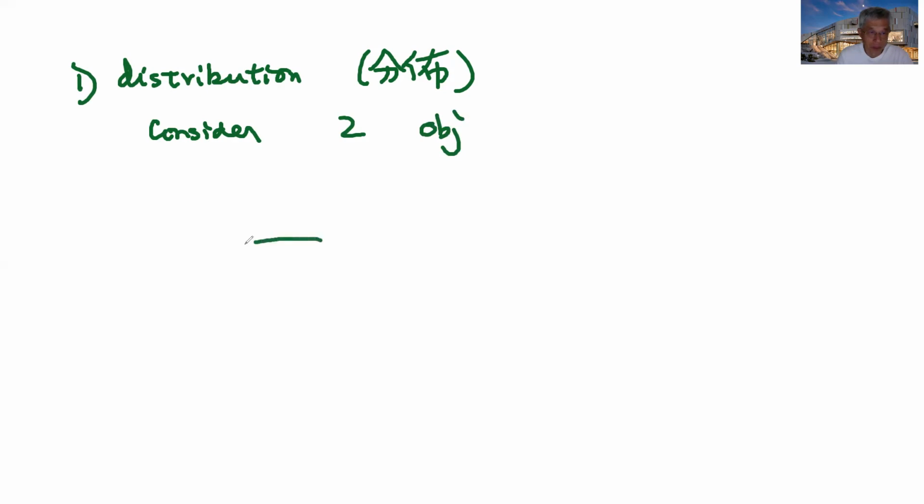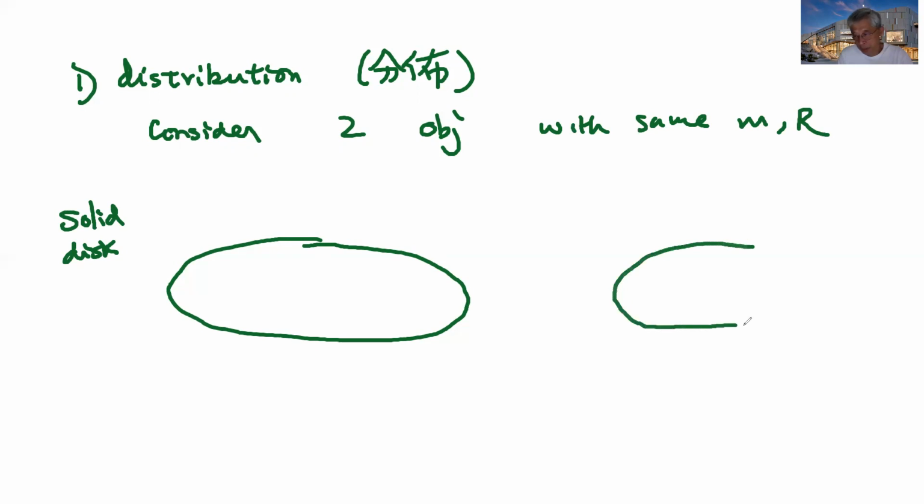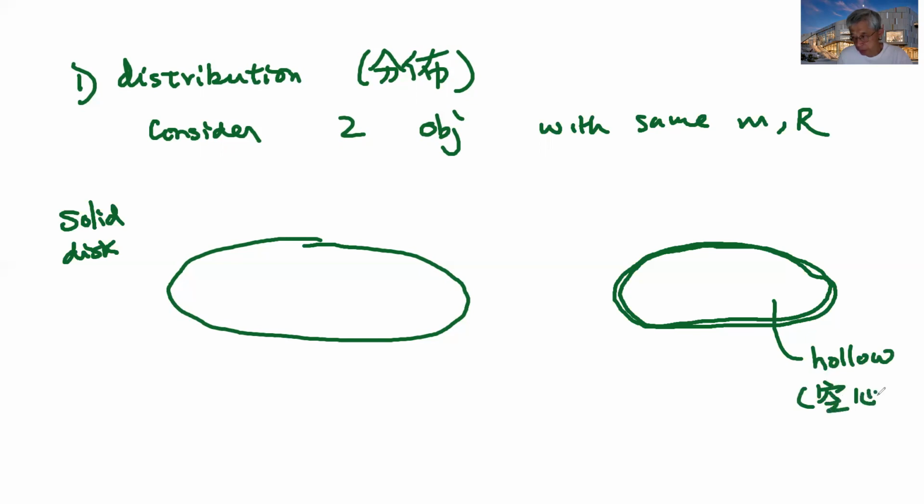One is a solid disk. Two objects with the same M and R. And the other one is a ring. So it's hollow. It's a hollow ring, so all the mass is right there on the outside. Inside here, this is hollow. In Chinese, this is 空心, 中空的. 你的心被掏空了.